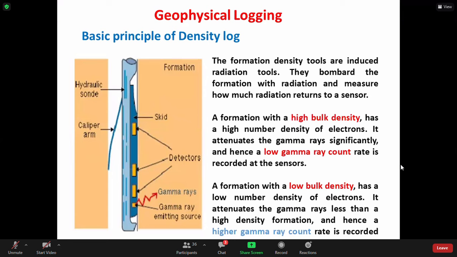So this is the principle of density. I think somebody asked me last week. So we can see our gamma rays is being emitted, and it interacts with the formation, and from there, some of it is being attenuated. Then those that escaped are recorded, picked by the detector. And when we have a low gamma ray count, that means that we have high bulk density. And when we have a high gamma ray count, it indicates that we have low bulk density in the formation.